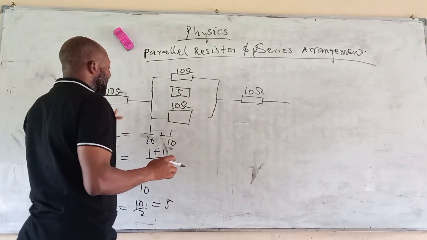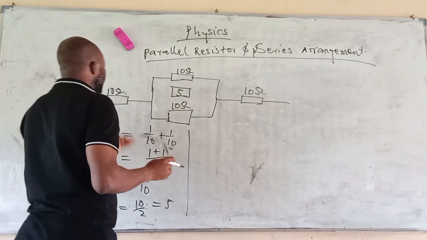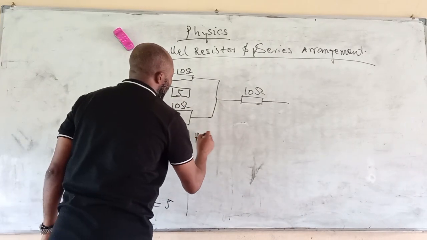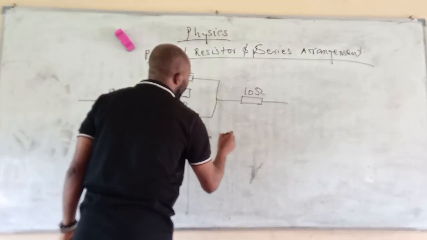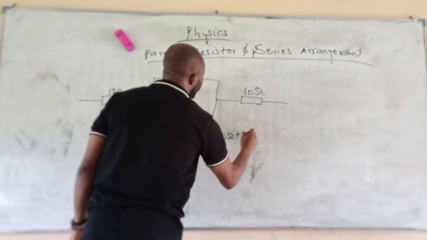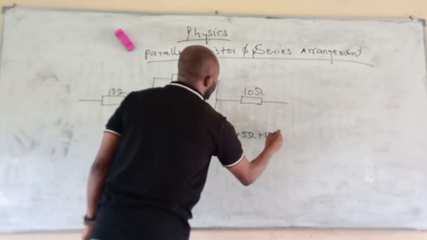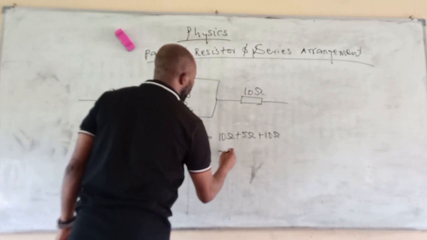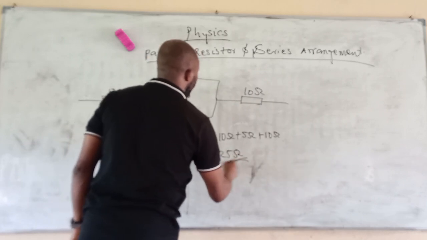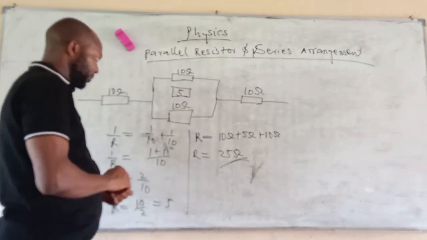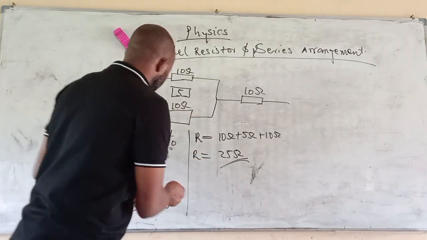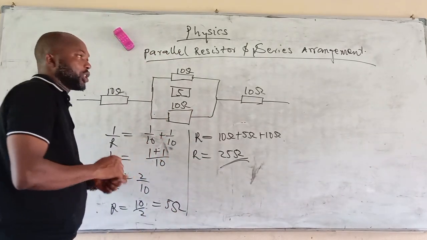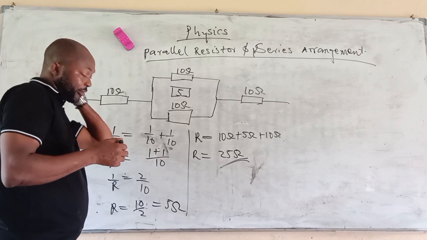So now we're going to add in series, this and this. In series we have our R equal to 10 ohms plus 5 ohms plus 10 ohms, and R is equal to 25 ohms. So this is it. From that diagram, our effective resistance is 25 ohms.